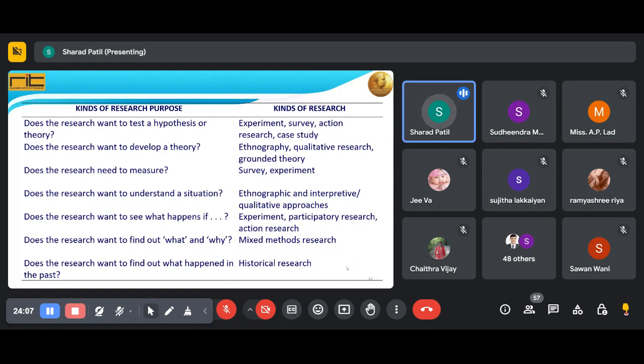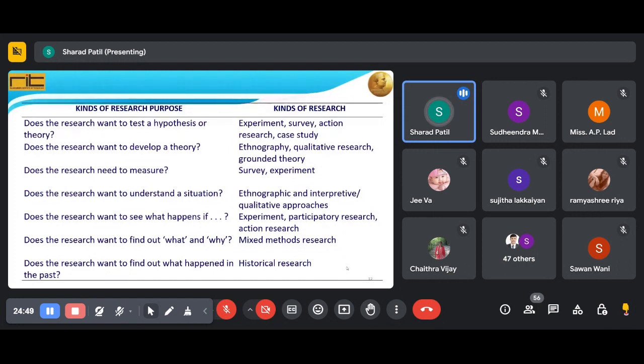Next, does the research want to understand a situation? Then you can use qualitative approaches, interpretive approaches like that. Then the next question: does the research want to see what happens if? It is one kind of trial-and-error research. You can go for this one with some hypothesis. Then people are going to use methods such as experimental methods, participatory research, or action research, and then they are going to analyze the outcomes of whatever addition you have made or applications you have changed from that research.